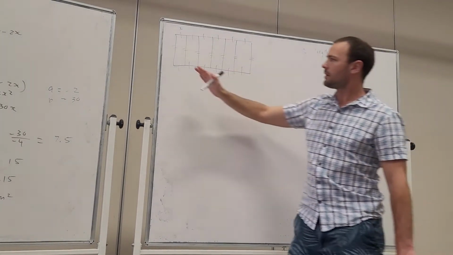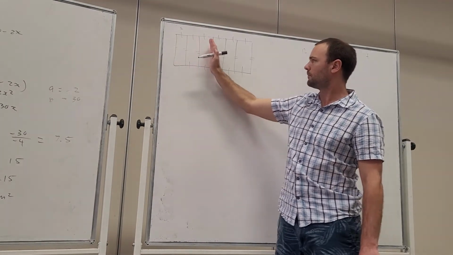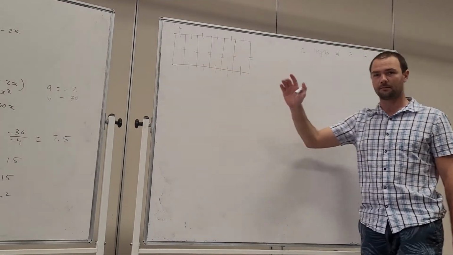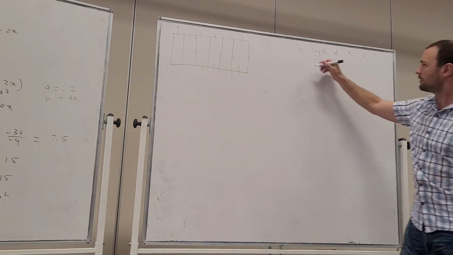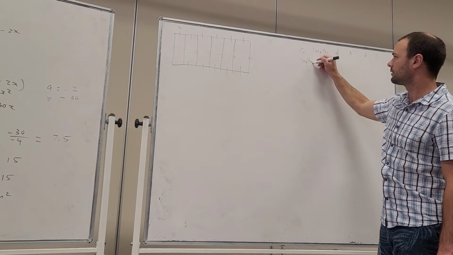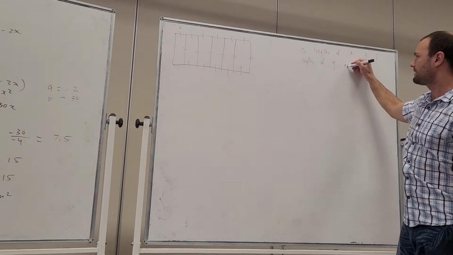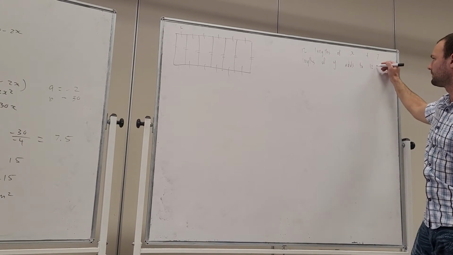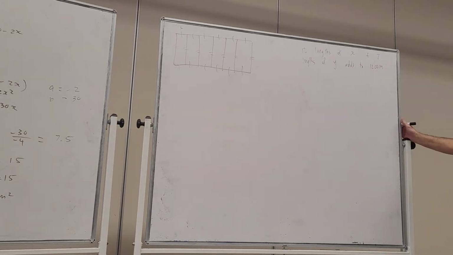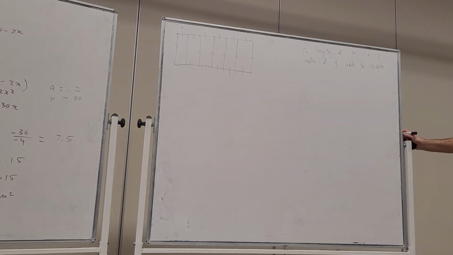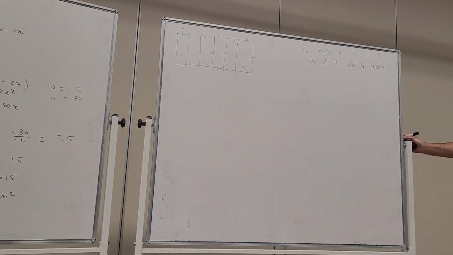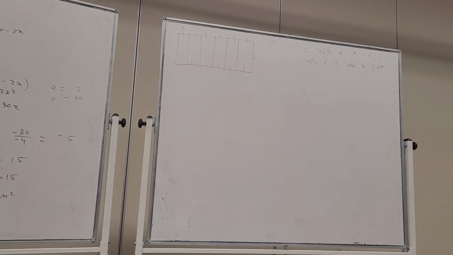plus 1, 2, 3, 4, 5, 6, 7 lengths of y adds to 1200 meters. All right, we've got 1200 meters in total. We've got 12 lengths of x and 7 lengths of y. Okay, that's part A. Part B, show that the area of each pen is given by this formula.